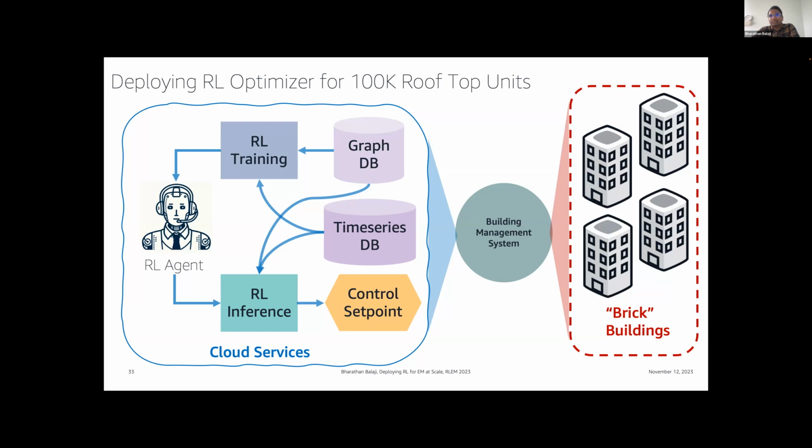Some of the things that we had to be careful about was that the building operators do not trust the system. So we don't actually automatically set the set point. We go to the building management interface and tell the operators, hey, you can change the set point to this value, and that will help you save energy. And they use that to override the existing set point.